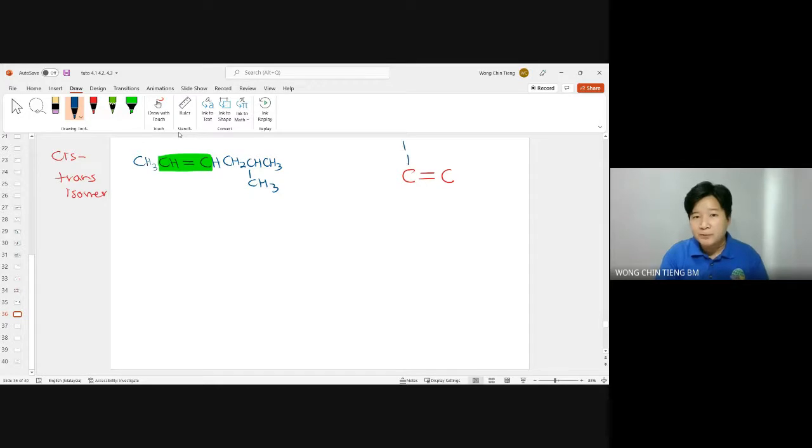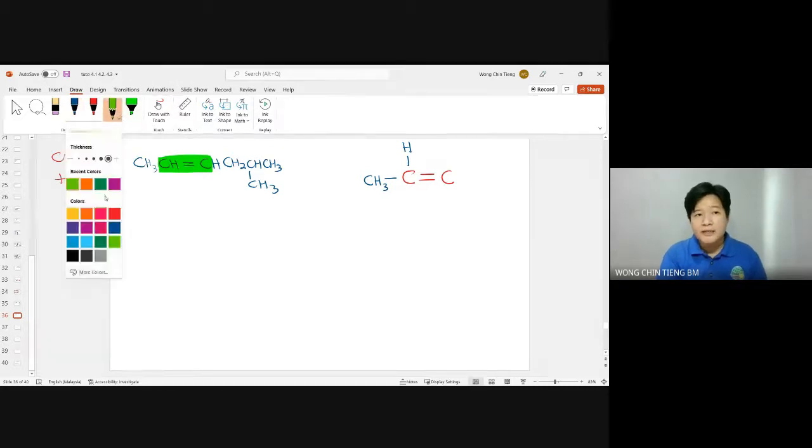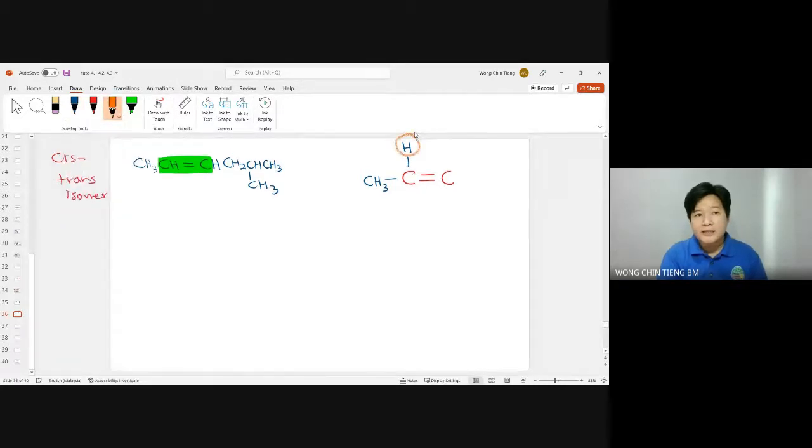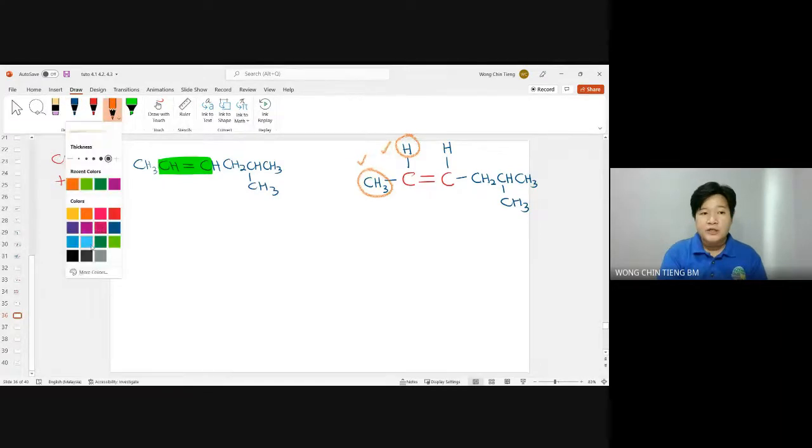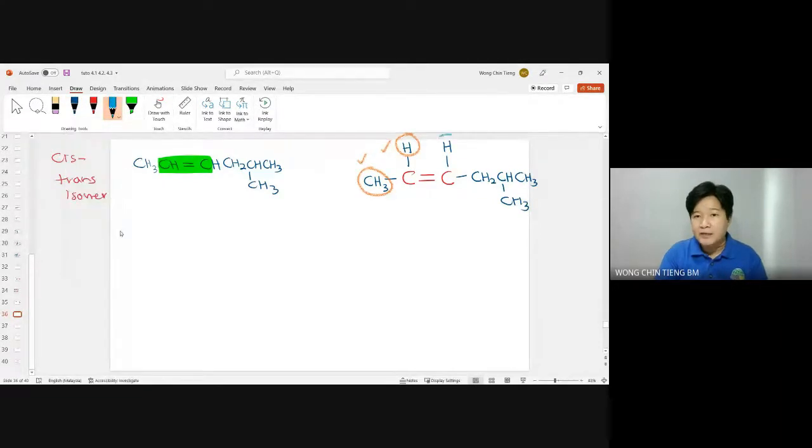Kenapa Miss Wong suruh kembangkan? Because I want you to see the 4 groups. Okay, the 2 groups, make sure adalah 2 kumpulan yang berbeza. 1 kumpulan, 2 kumpulan yang berbeza. Take. Boleh proceed. Satu lagi orang adalah dia pegang hidrogen dan dia sambung dengan CH2, CH, CH3, CH3. And I hope you can see that diorang pun pegang 2 kumpulan yang berbeza. Nampak?